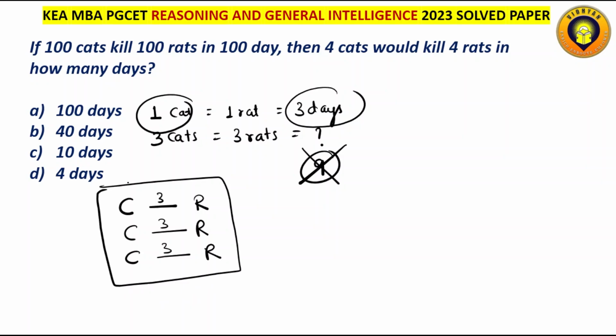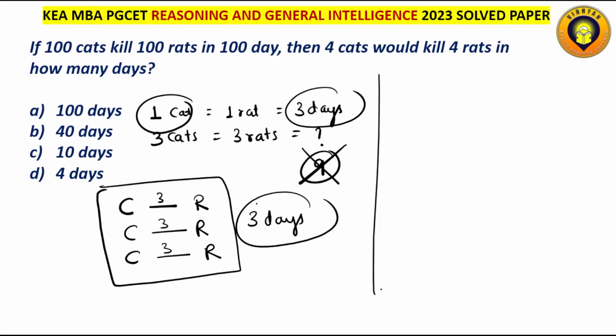So, that means these 3 cats will kill these 3 rats in how many days? Within 3 days only, because every cat is killing one rat. So, together in 3 days, 3 cats will kill 3 rats. So, the answer here is 3 days. So, the question is given reverse. In the reverse way it is given.